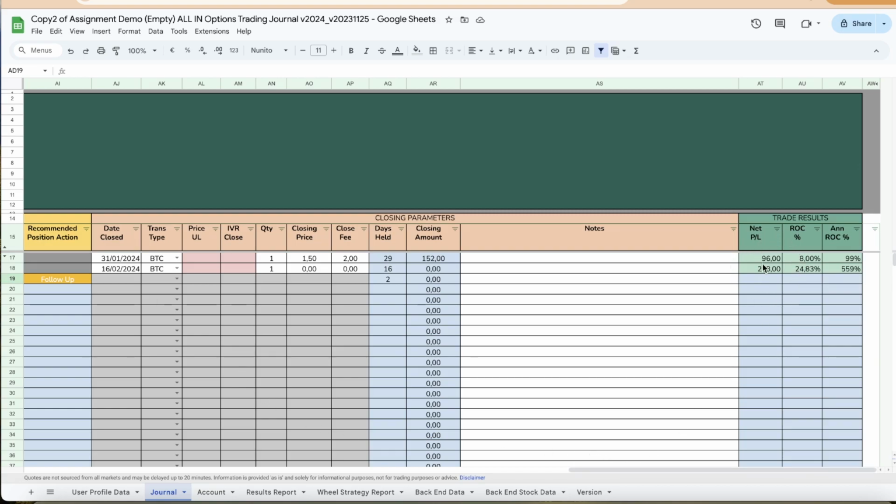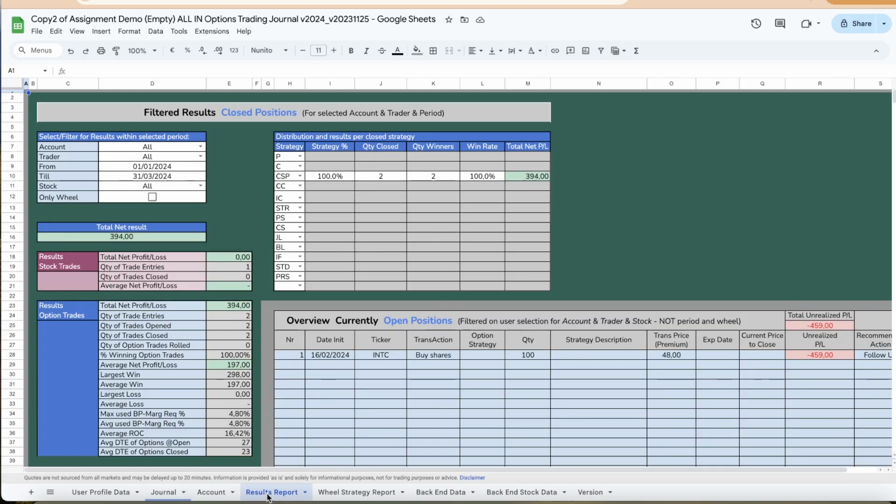And as you can see here in my trade results, the second cash secured put is considered as being profitable. And if you go to the results report, you can see the second cash secured put is considered as being profitable.